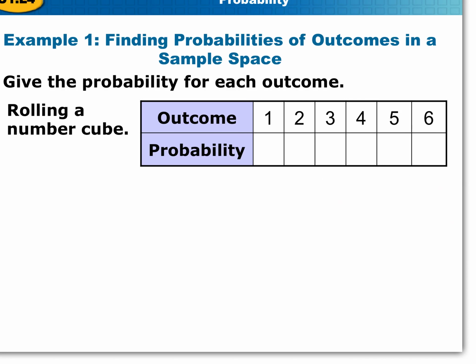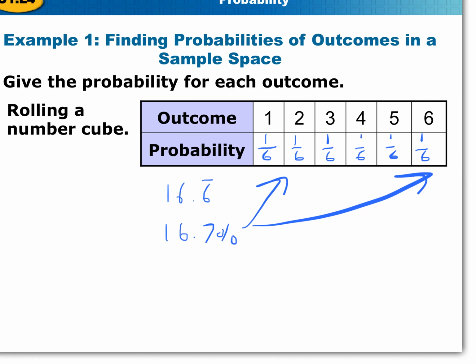In this example, we're looking at the probability of rolling each of the numbers on a dice, and each of these numbers are equally likely, so they all have a probability of 1/6. And 1/6 as a percent is 16.6 repeating, so we're going to say 16.7% for all of these probabilities, these outcomes.